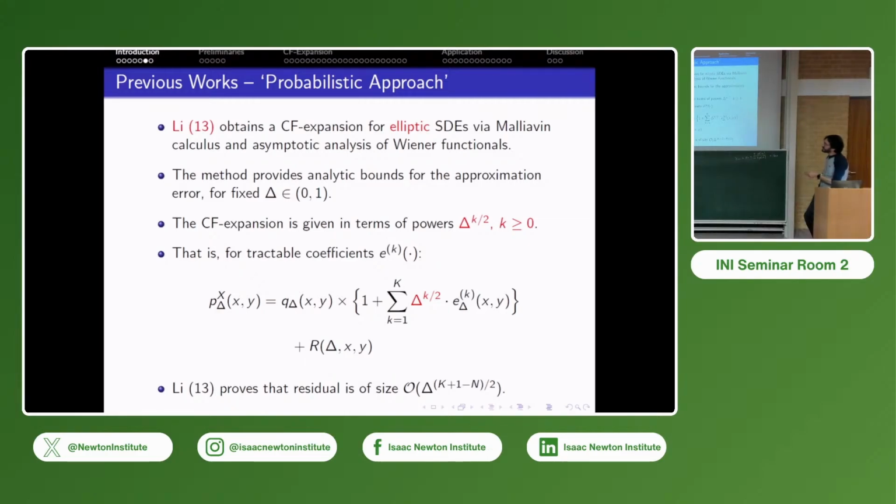And indeed, they made a lot of effort in this paper to control the remainder term and say that, okay, if you include that many terms, the error that you are committing is that big in delta, right? So, okay, that's a very good effort. Here it's still in the elliptic setting, where we have a diffusion coefficient which is invertible, it is positive definite.